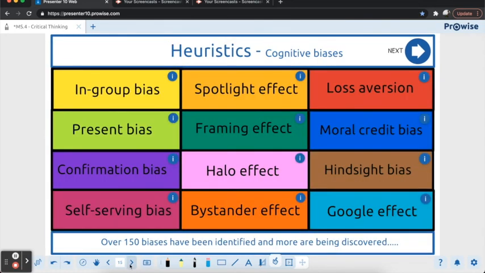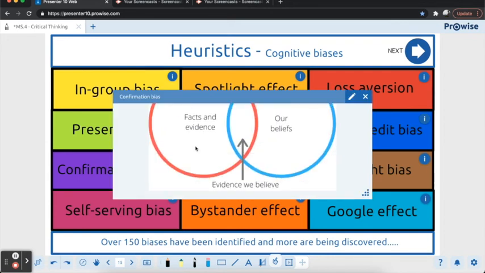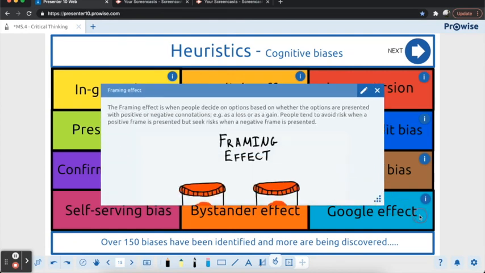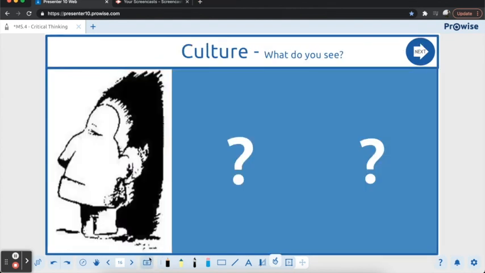And then you can look at some of the biases that fall out of that. So there are over 150. You get them to try and discuss what they think these biases are, and then you can click on them and there's a bit of information on every one, and you can expand on that as much or as little as you like. Finally, we look at culture and how this might constrain the way that we think, or at least color the way that we think.